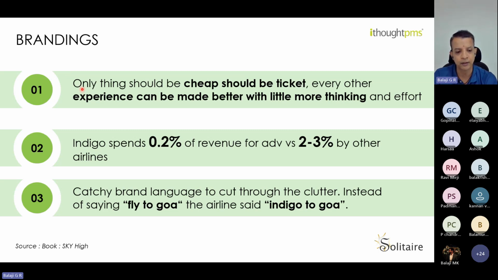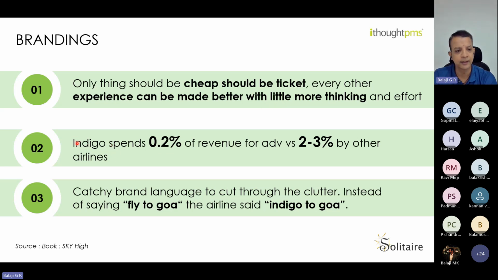There's a very interesting quote from the book recently published on Indigo called Sky High. "The only thing should be cheap is tickets. Every other experience can be made a little better." So that's the basic thinking of Indigo at the root level. We don't know how far they practice it, but at least from a philosophy point, the thinking is tickets should be cheap, but not the service.